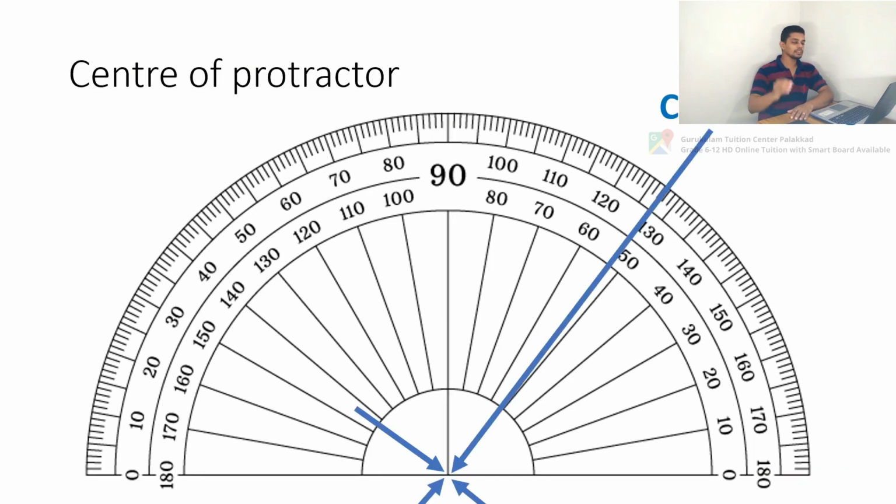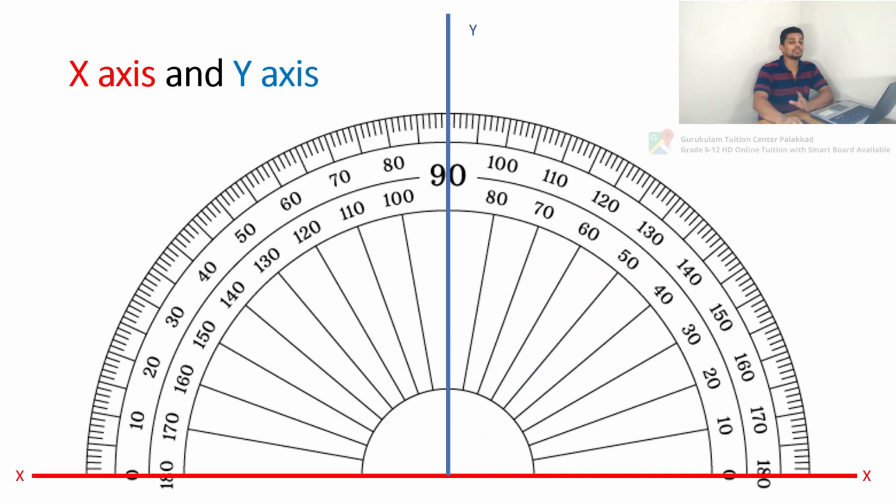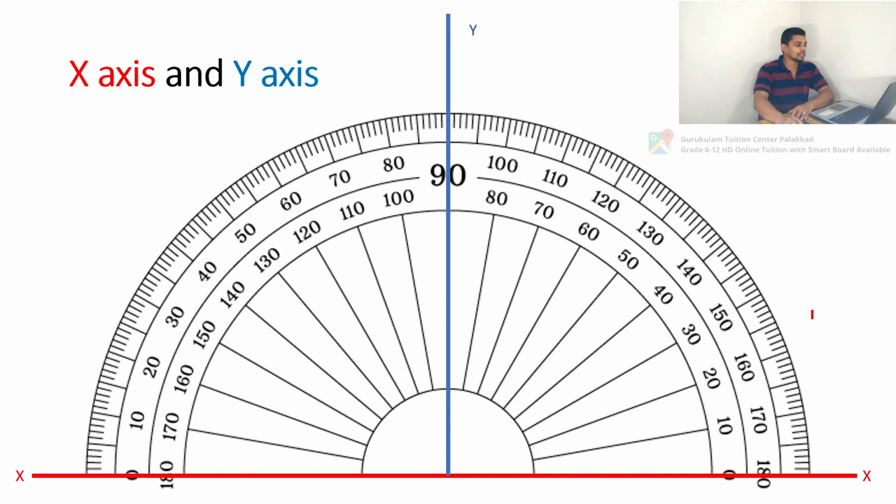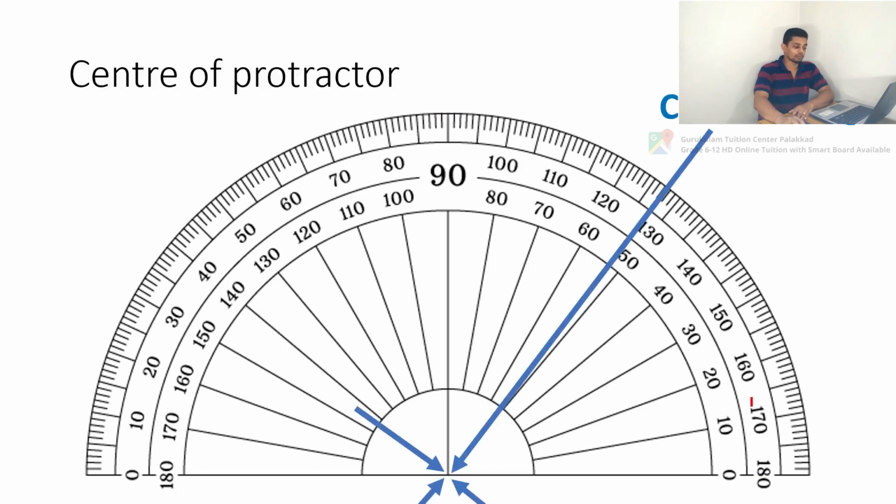Then comes another concept, the center of the protractor or origin of the protractor. The place where the x-axis and y-axis meet together is known as the origin of the protractor, or we can say it is the center of the protractor. This is very important while we are taking measurements or making a construction.